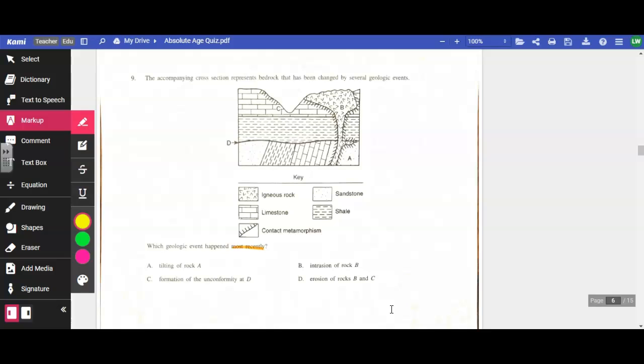Number 9 says the accompanying cross-section represents bedrock that has been changed by several geologic events. Which geologic event happened most recently? A, the tilting of rock A. B, the intrusion of rock B. C, the formation of the unconformity at D. Or D, erosion of rocks B and C.